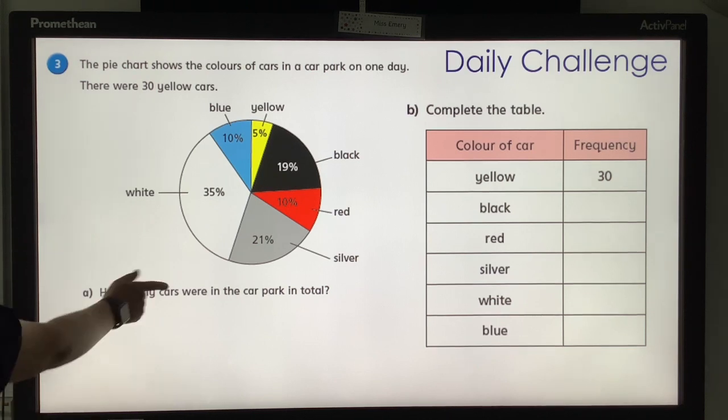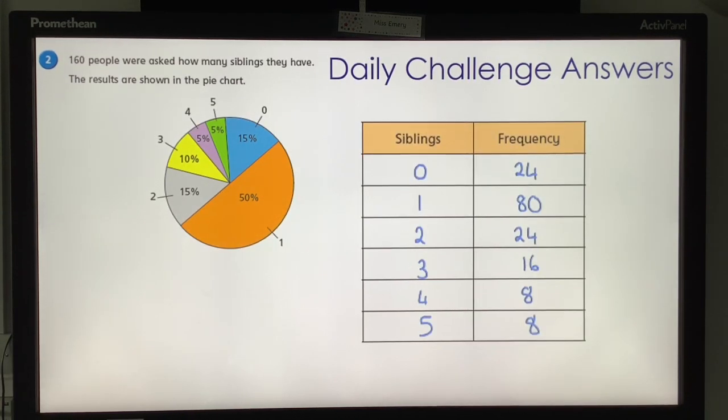Brilliant, so hopefully you had a go. So the answers. Now the first one I would have done is number 1, 1 sibling, 50%, well half of 160 is 80, because half of 16 is 8, so that's a nice one there. Then 0 siblings is 15%. If I worked out my bubble method, I could have done my 10% and my 5%, added them together, and that gives me 24. Number 2 siblings is also 15%, so I know that's 24 too. 3, you just needed to divide by 10 to find 10%, which gives you 16. 4, you just needed to half your 10%, which gives you 8, and 5 is the same as well. Well done if you got those right.